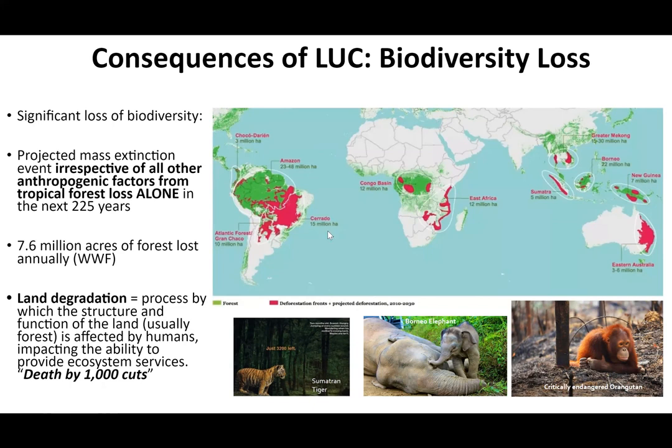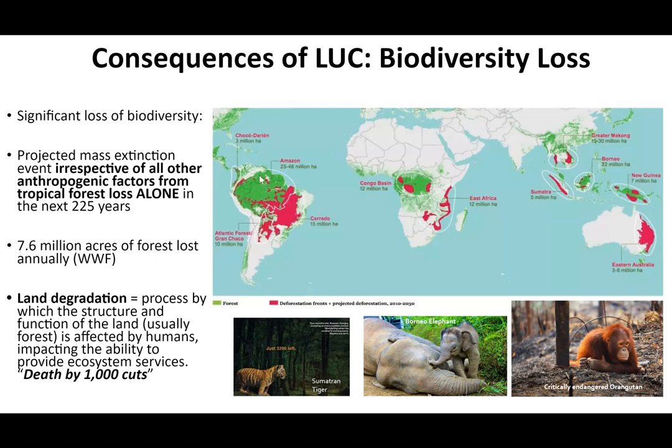So now to put this in perspective, the World Wildlife Foundation estimates about 7.5 million acres of forest are lost per year. People have actually described this rapid change as what we would call death by a thousand cuts, because as we change the land, we actually degrade the land. So cutting down a forest not only gets rid of the forest, but also makes the land less valuable, less able to support biodiversity going forward as well.